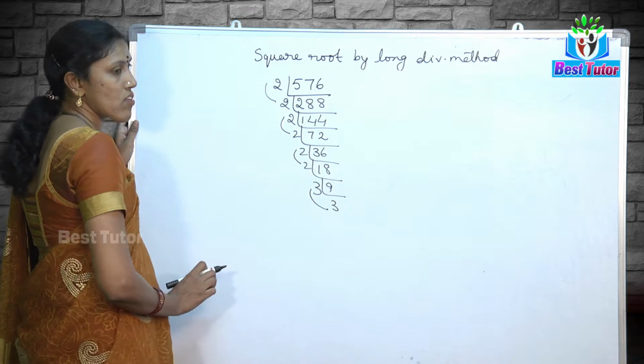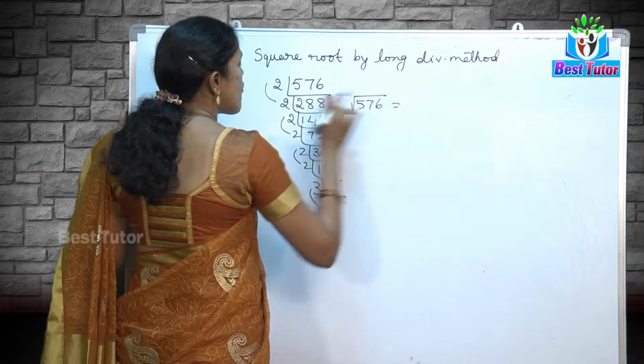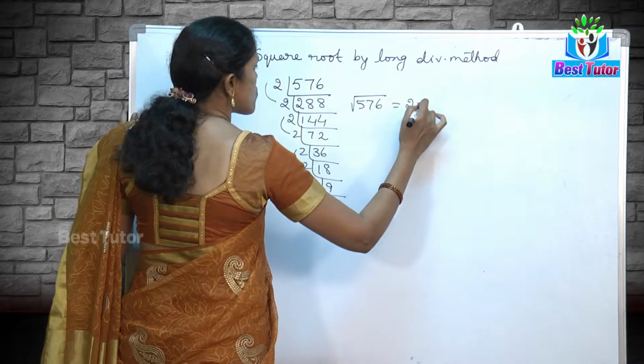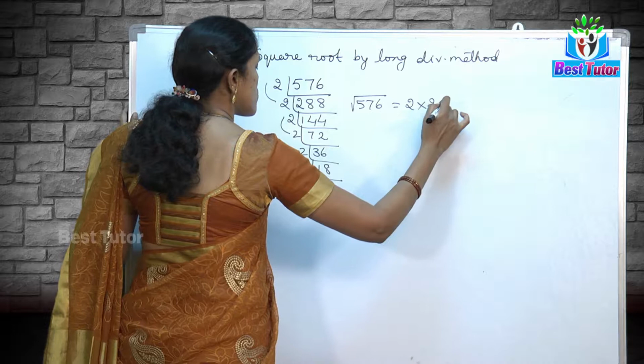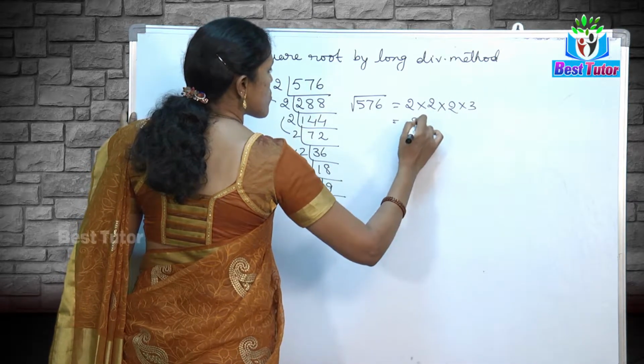Yes, we have got pairs of prime numbers. So, root of 576 is, from each pair we are going to choose one representative here. So, 2 into 2 into 2 into 3. 2 2s are 4, 4 2s are 8, 8 3s are 24.